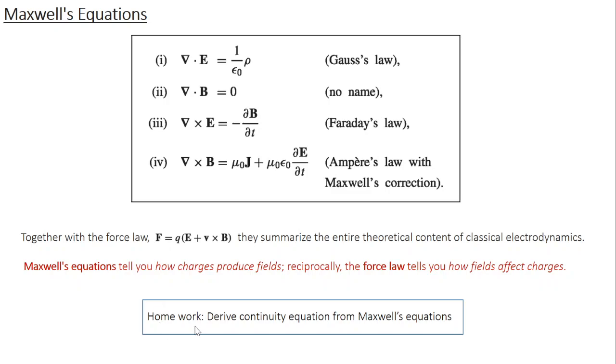Now you can do a homework. Derive the continuity equation from Maxwell's equations. So if you recollect the continuity equation, divergence of J equal to minus dou rho by dou t. So see in which equation you have the J term. In the fourth equation, you apply divergence to the fourth equation, and you can derive the continuity equation. It's a homework for you.